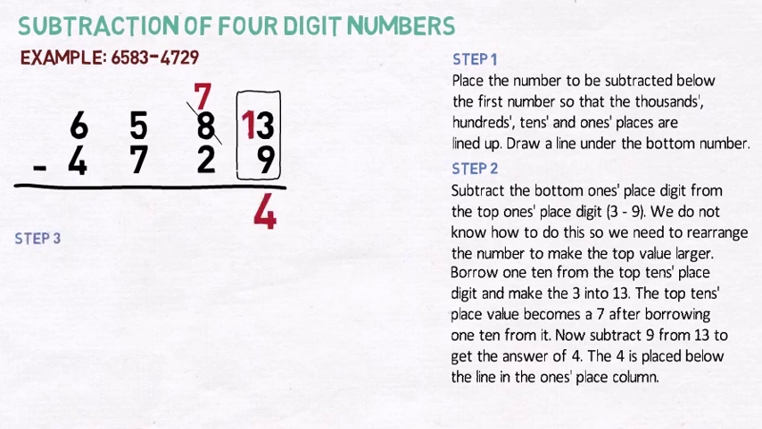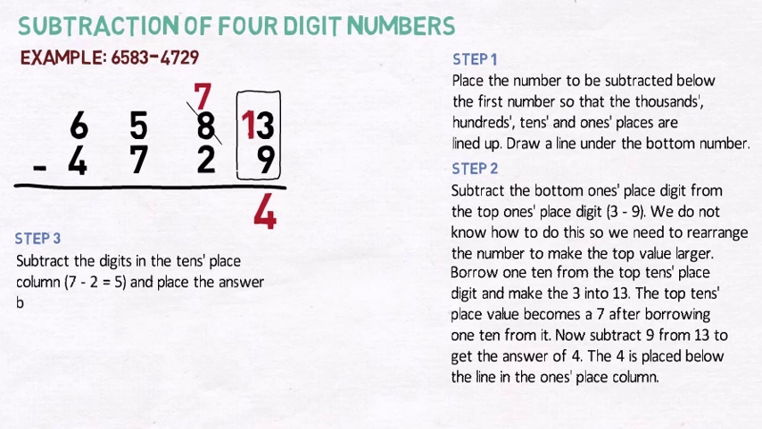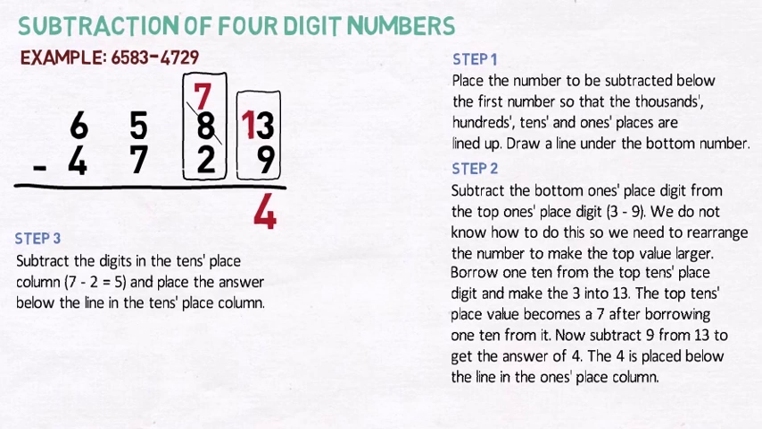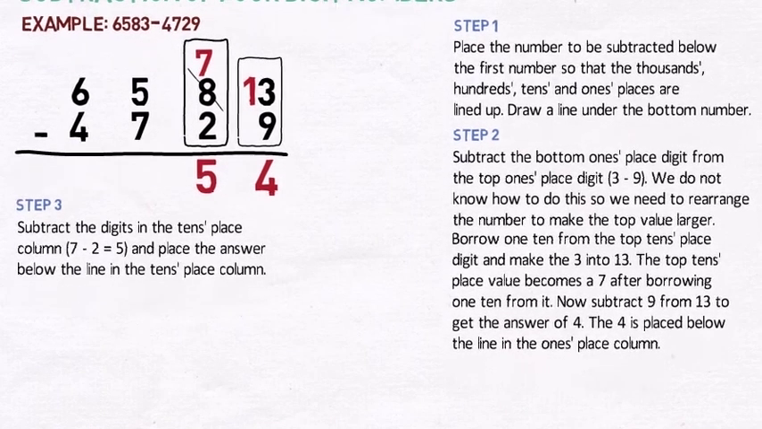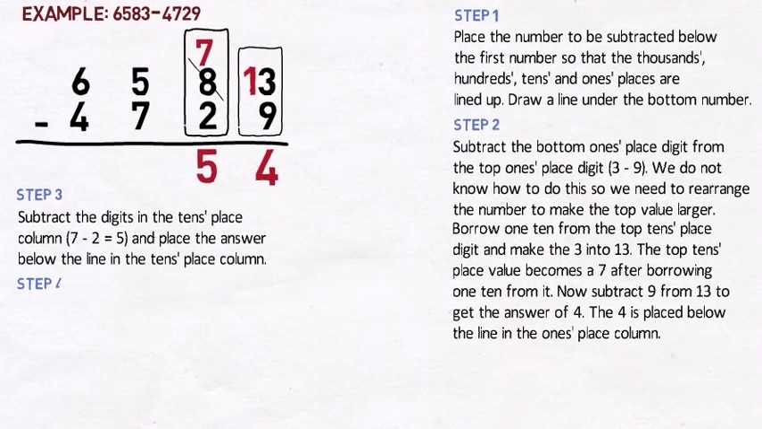Step 3. Subtract the digits in the tens place column. 7 minus 2 equals 5, and place the answer below the line in the tens place column. Step 4. Subtract the numbers in the hundreds place column.